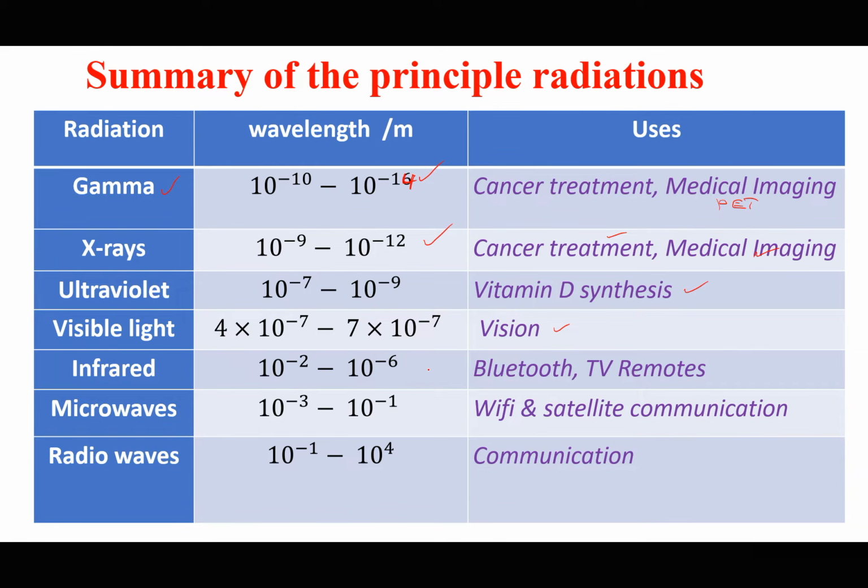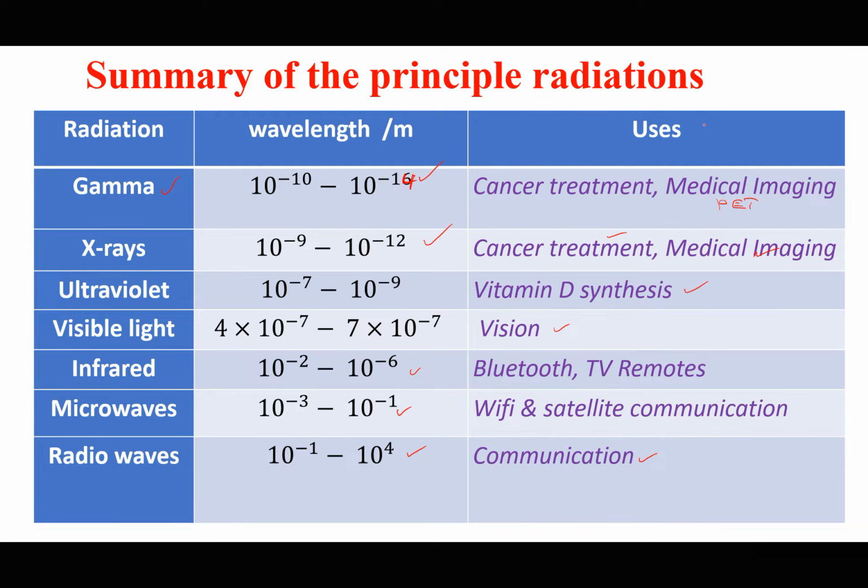Of course, infrared are normally used for Bluetooth, TV remotes, laser light, intruder alarms, infrared photography, and so on and so forth. Then microwaves. The microwaves are normally used for Wi-Fi, satellite and television communication, telephone, and so on and so forth. Then the radio waves are normally used for communication, TV and radio communication.